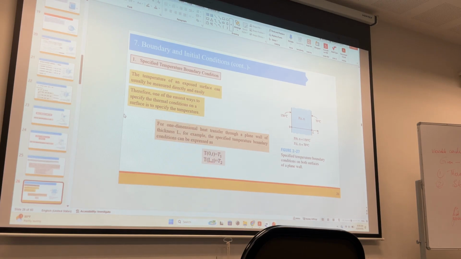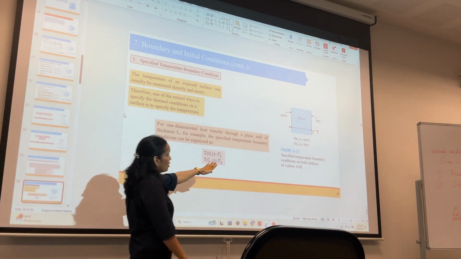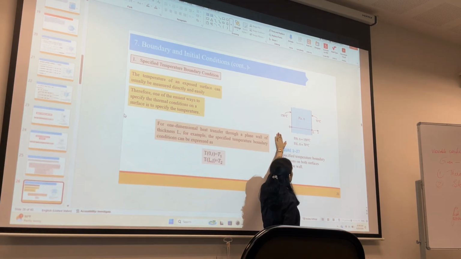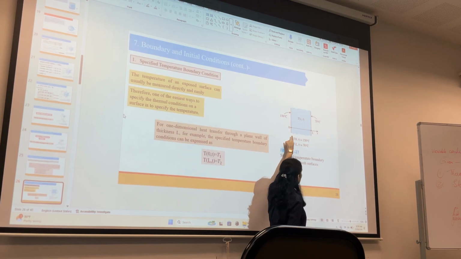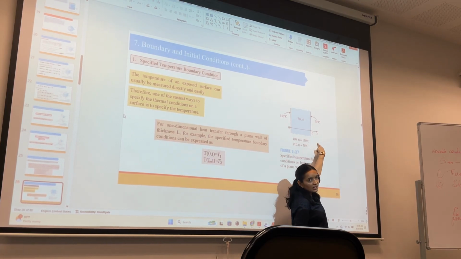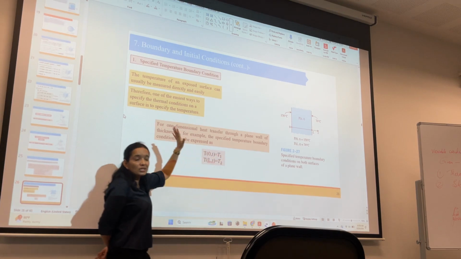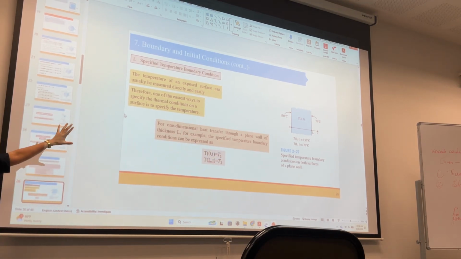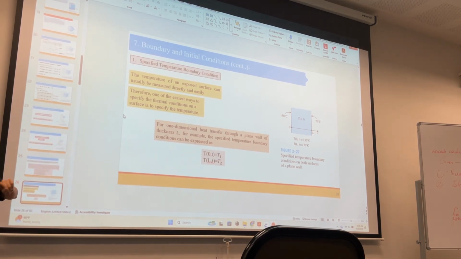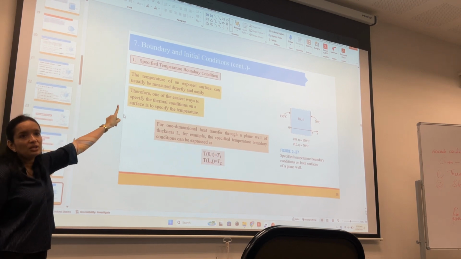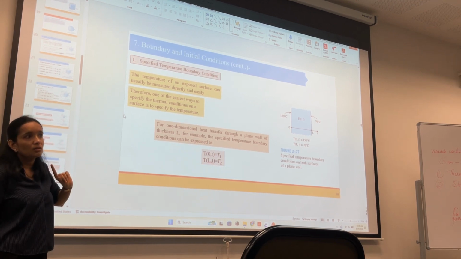First is the specified temperature boundary condition. If this is a window, and I'm telling you the temperature here is 150 degrees Celsius at this point, and here is 70 degrees Celsius, then this type of condition is a boundary condition. And which type of boundary condition? Specified temperature boundary condition. Okay?